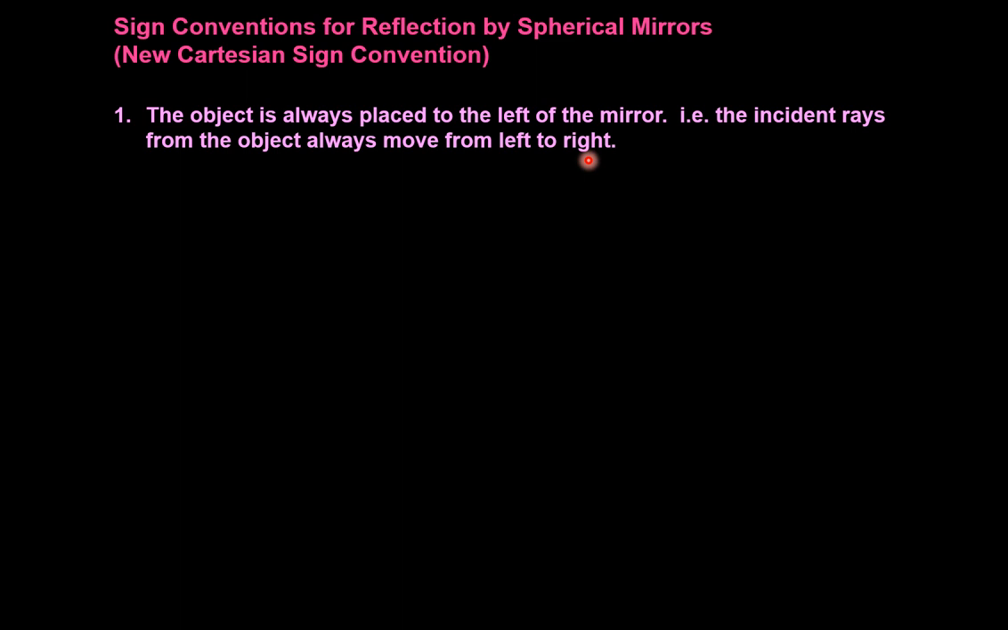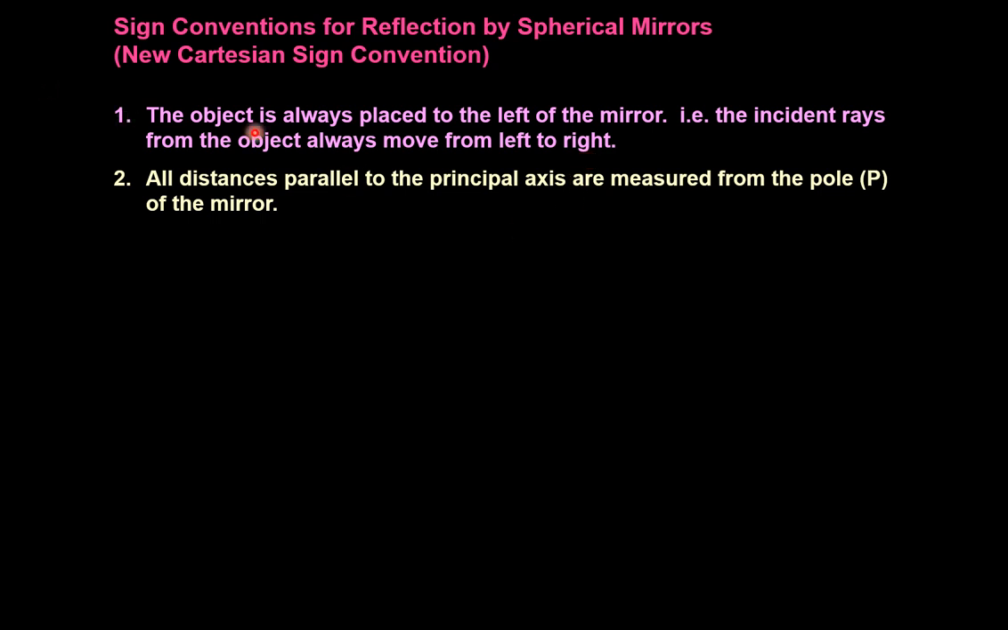Second, all distances parallel to the principal axis are measured from the pole P of the mirror. Whatever distance, whether object distance, image distance, principal focus, focal length, or radius of curvature, whenever we need to measure a distance parallel to the principal axis, which point will we use as the reference point? It will be the pole P.